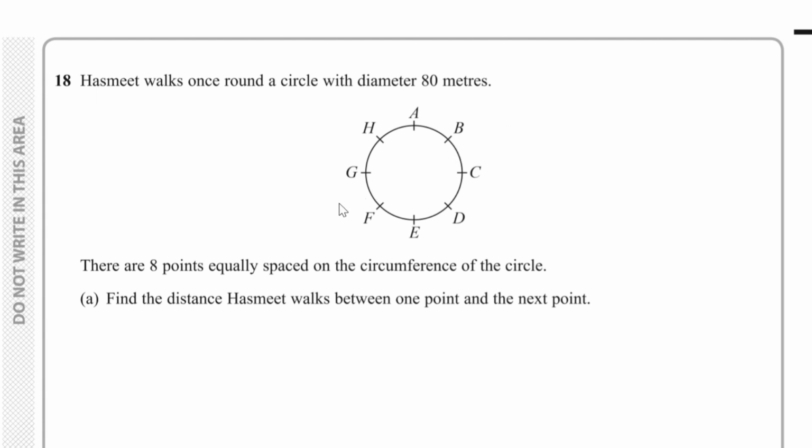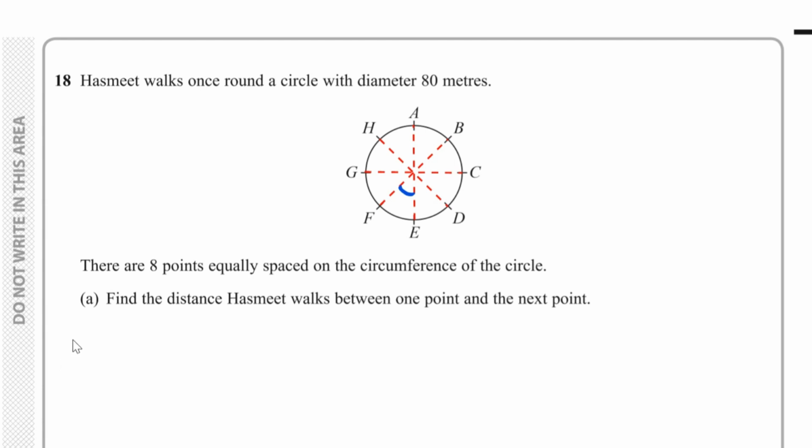Question number 3. Hazmeet walks once around a circle with diameter 80 meters. There are 8 points equally spaced on the circumference of the circle, and for part A we have to find the distance Hazmeet walks between one point and the next point. Well, first of all, you can see we've got 8 sections, and what we can therefore do with this information is find out the angle between each point.